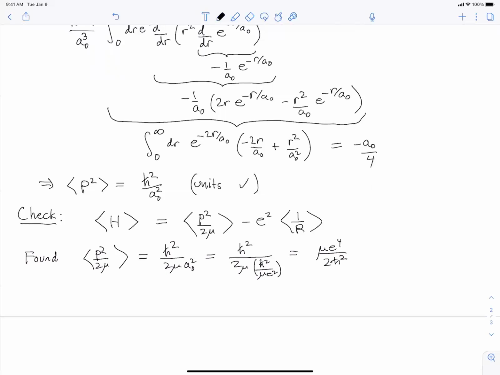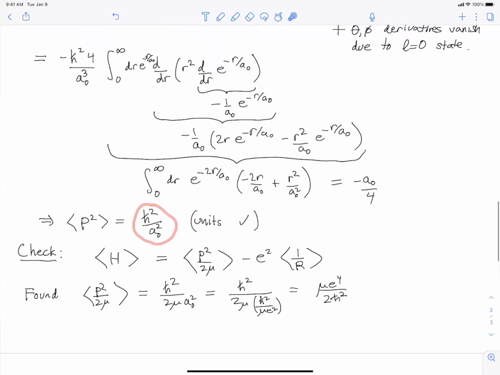Oh, I forgot one other important check about p squared. Namely, p squared is a positive definite operator. And so this came out positive. Actually, it was this minus sign times that minus sign that made it come out positive. But that's another good check, is that this turned out to also be positive.